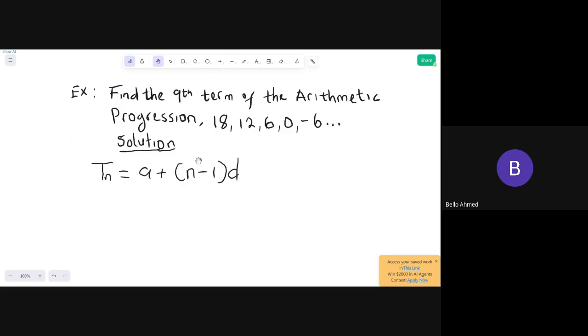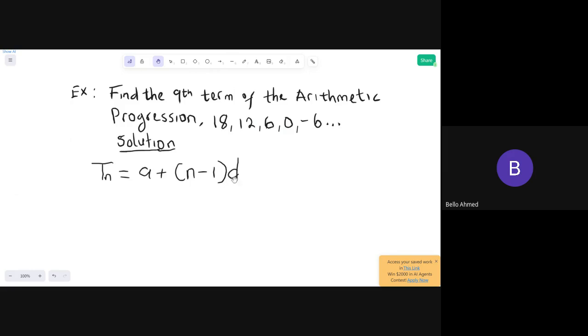So A is going to be 18 because the next thing we are going to do is to bring out the parameters from the question. Now, this N is the nth term we are trying to find, because the question says find the ninth term. So our N is going to be 9. Now, our D is the common difference. D represents the common difference because we are dealing with arithmetic progression.